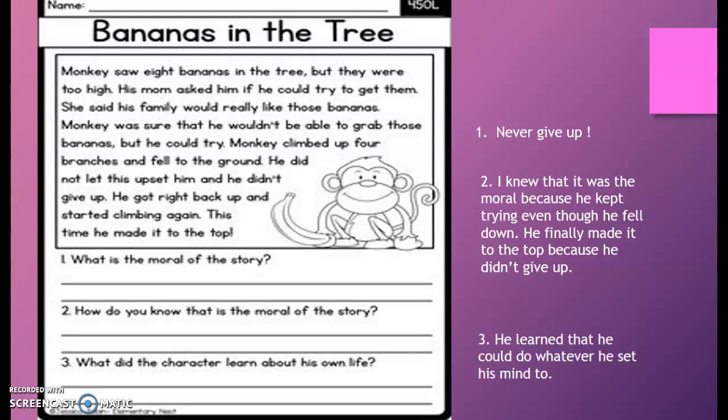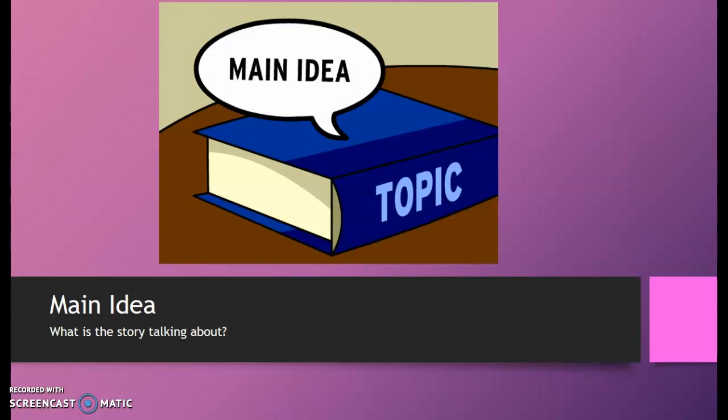What did the character learn about his own life? He learned that he could do whatever he set his mind to. At the beginning of the story, he said he didn't know if he would be able to do it. But he showed himself that he could.